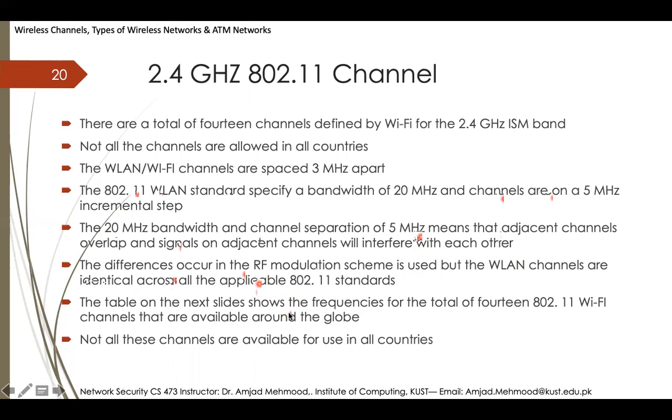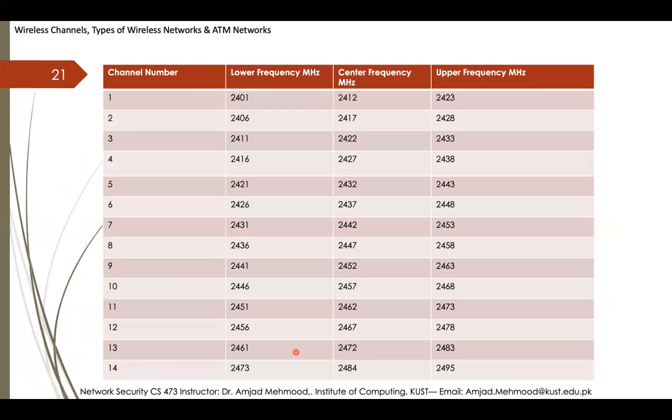The table on the next slide shows the frequencies for the total of 14 802.11 Wi-Fi channels that are available around the globe. Not all these channels are available for use in all countries. So here you can see that we have a total of 14 channels. This is the lower frequency, this is the upper frequency, and this you may call the central frequency. So if you remember this one, 2412, if you add 5 you will get this one, and then you add 5 and you will get this one, and so on.